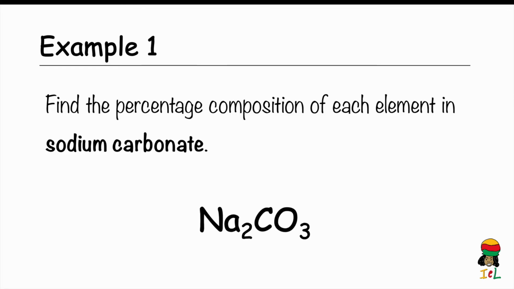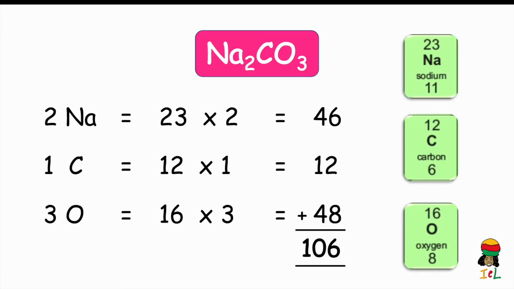Example 1. Find the percentage composition of each element in sodium carbonate. The chemical formula for sodium carbonate is Na2CO3. Ensure that you review Lesson 2 of this unit, Calculating Molecular Mass and Relative Mass, before you proceed with this lesson. Before calculating the percentage composition of elements within a compound, we must first calculate the molar mass or relative mass of the compound.